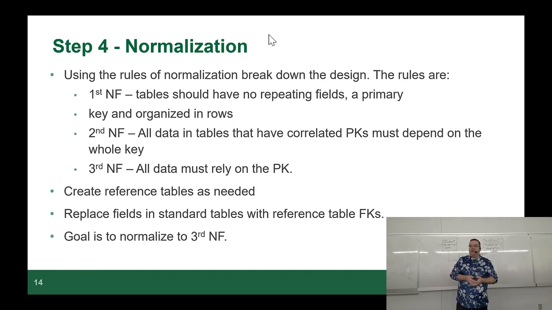As a reminder, a non-official description of the normal forms: a table should have no repeating fields, it has a primary key and is organized in rows. The second normal form is all data in tables have correlated primary keys and must depend on the whole key, also known as no partial dependencies. And third normal form, there are no transitive dependencies. Therefore, all the data must rely on the primary key. You may need to create reference tables at this point.